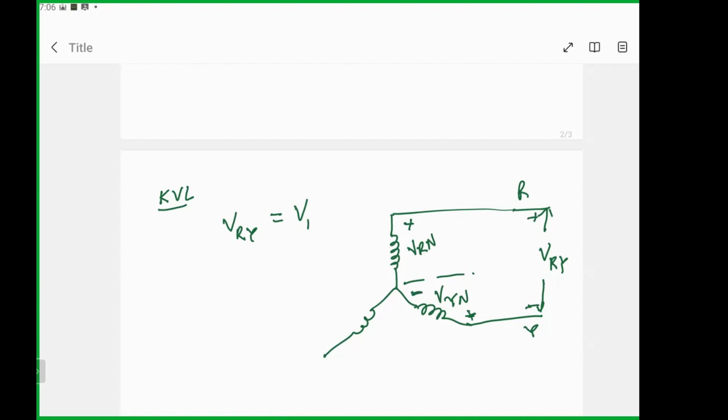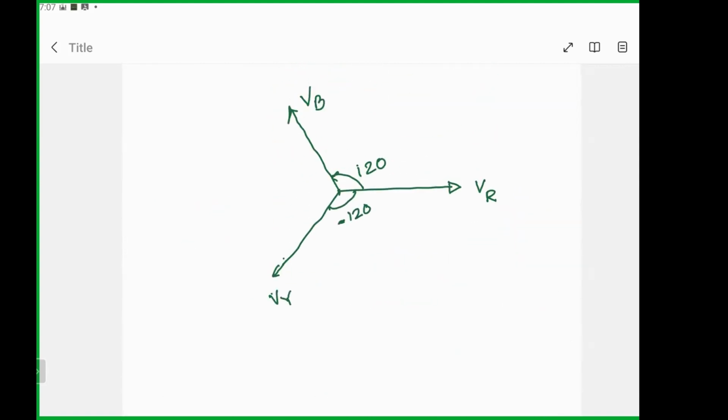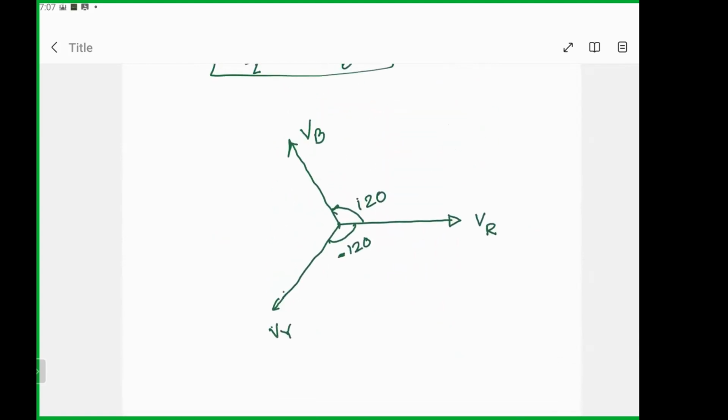So between these two, I can write down this one should be equal to this one plus this one. So this one would be VRN plus VYN. So these are all vector quantities. So that means I have to add two vectors VRN and VYN to find out VRY. Okay. So if we do that, let's say this is VRN, this is VYN, and this is VBN. They will also be 120 degrees apart.